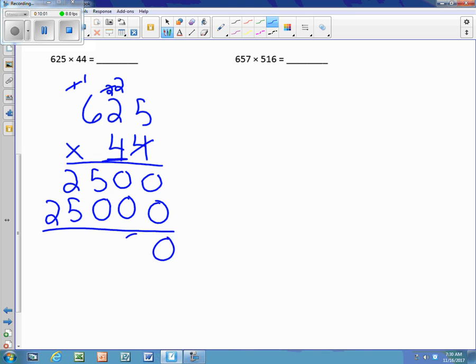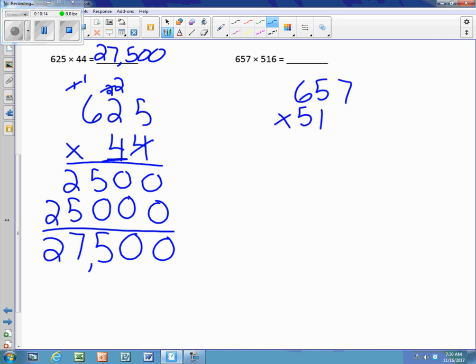And now we add all of this together, and we end up with 27,500. Now over here on the side, we now have 3 digits, so we're going to do all our work.